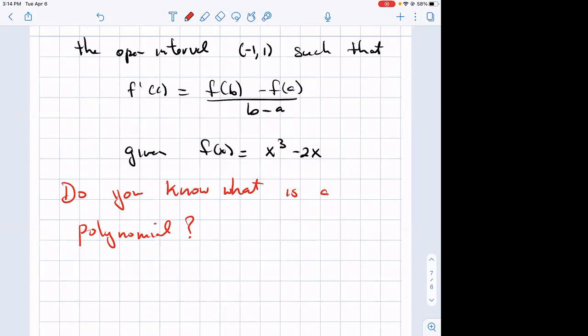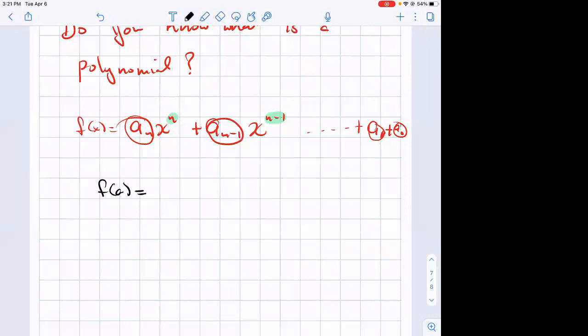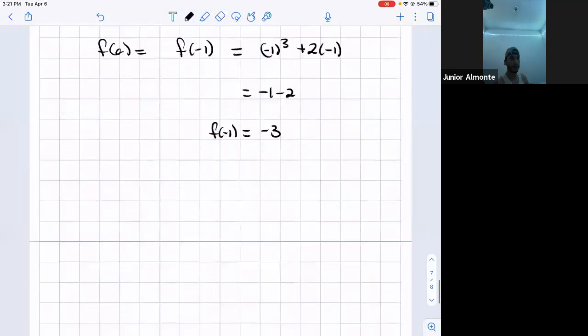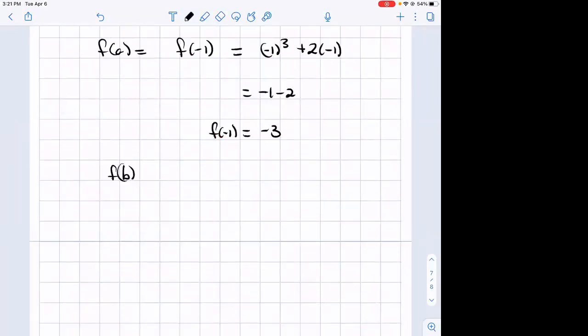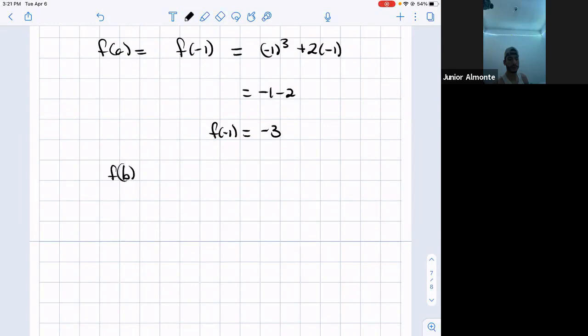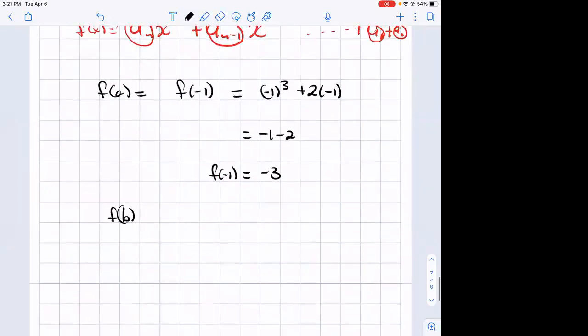Let me stop this video first. f(a) is equal to f(-1), which is equal to -1 cubed plus 2 times -1, which is equal to -1 minus 2. So f(-1) is equal to -3. Okay? Now what is f(b)? It's -2, no, +2. Oh, okay, thank you.